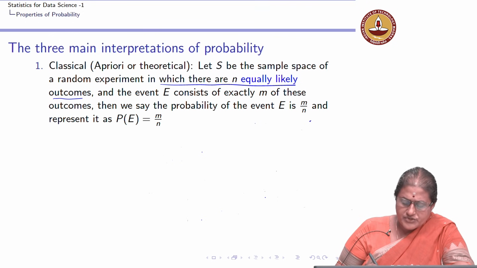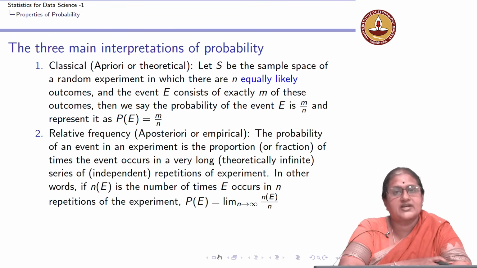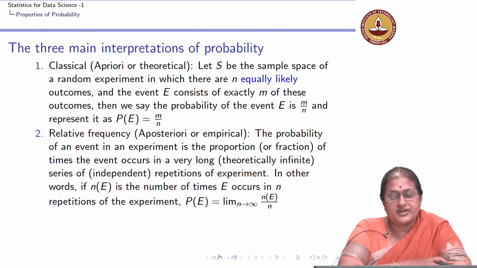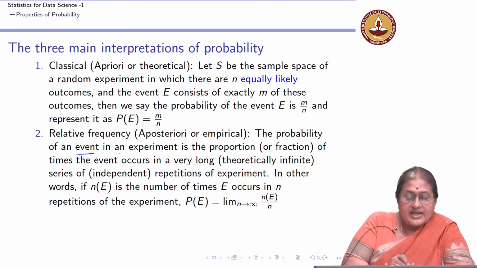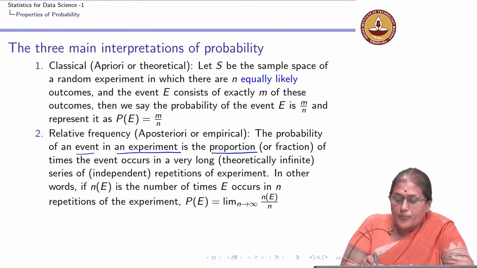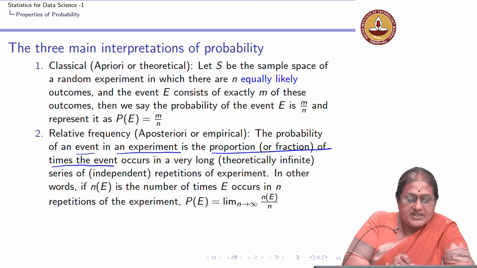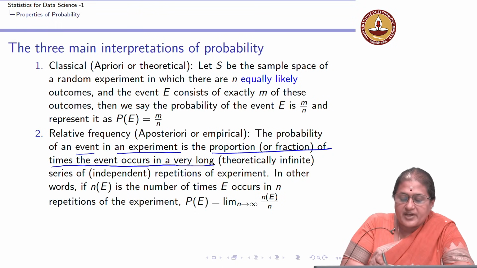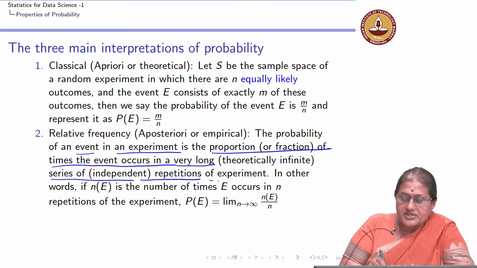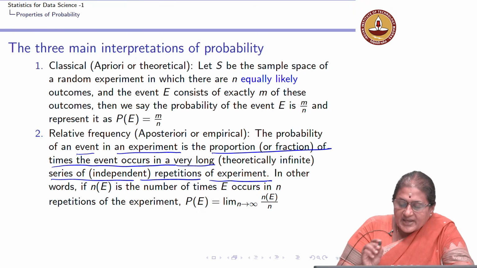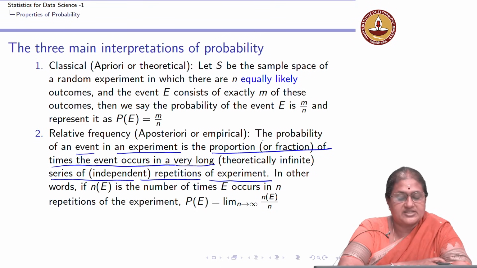The next approach, which is also a very popular approach, is termed as the relative frequency, or empirical, or a posteriori approach or interpretation to probability. What this approach tells us is that the probability of an event in an experiment is the proportion of times the event occurs in a very long series of independent repetitions of the experiment. Let us understand what this statement tells us.